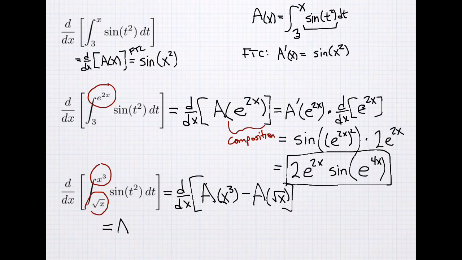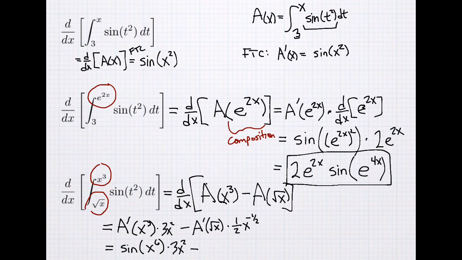The derivative of a is a prime, same input, but we need to multiply by the derivative of the input. So we multiply by 3x squared. And then we'll subtract a prime. This time our input is the square root of x, or x to the 1/2, and I multiply by the derivative 1/2 x to the minus 1/2. And I now use the formula for my a prime function, it's the sine of the input squared. Sine of x cubed squared is sine of x to the 6th, times 3x squared.